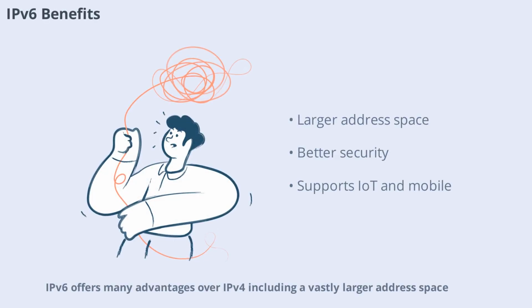IPv6 offers many advantages over IPv4, including a vastly larger address space, improved security features, and more efficient routing. It also simplifies network configuration and supports modern technologies like mobile devices and the Internet of Things (IoT). As more devices connect to the internet, IPv6 will become increasingly important.